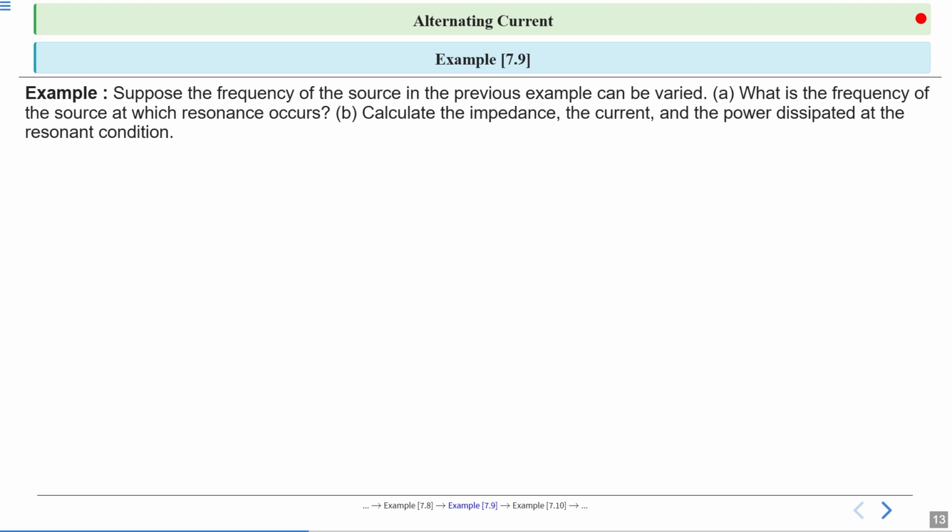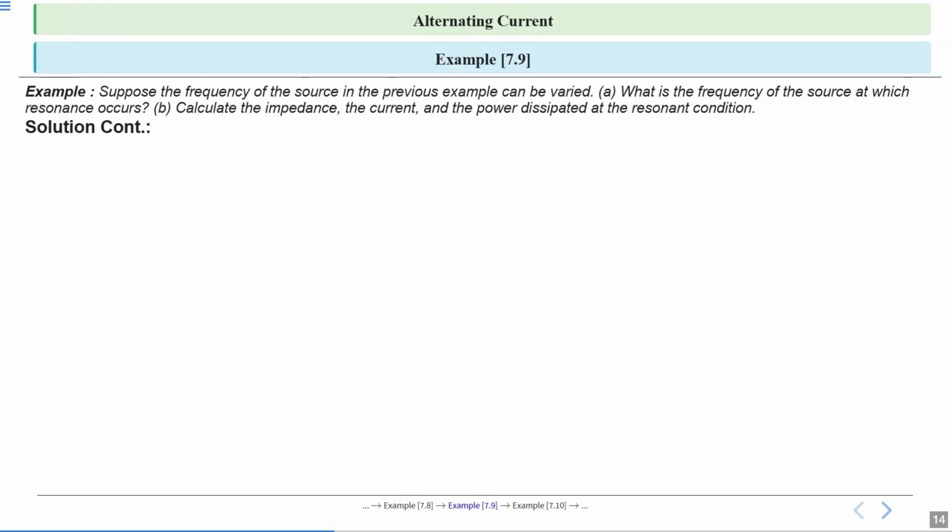Now next, example 7.9. Suppose the frequency of source in the previous example can be varied. A, what is the frequency of the source at which resonance occurs? B, calculate the impedance, the current, and the power dissipated at resonant condition. So let's see the solution. Firstly we have to calculate the frequency of source at which resonance occurs.